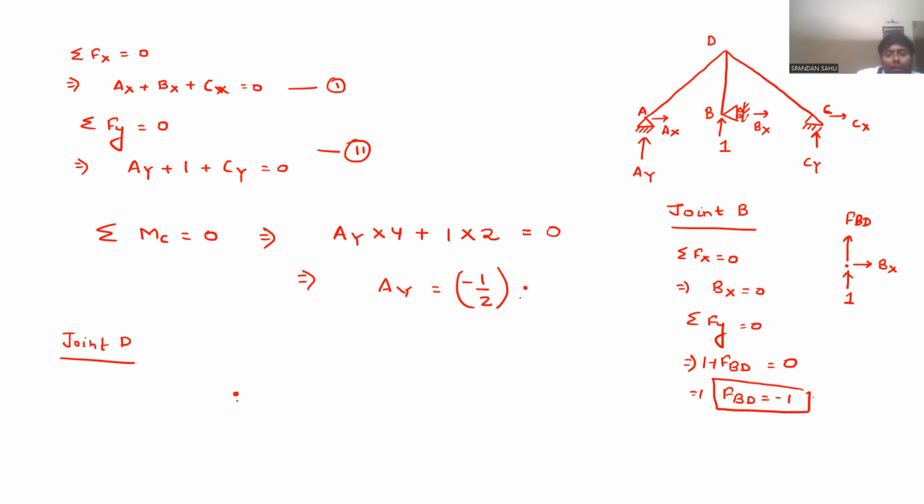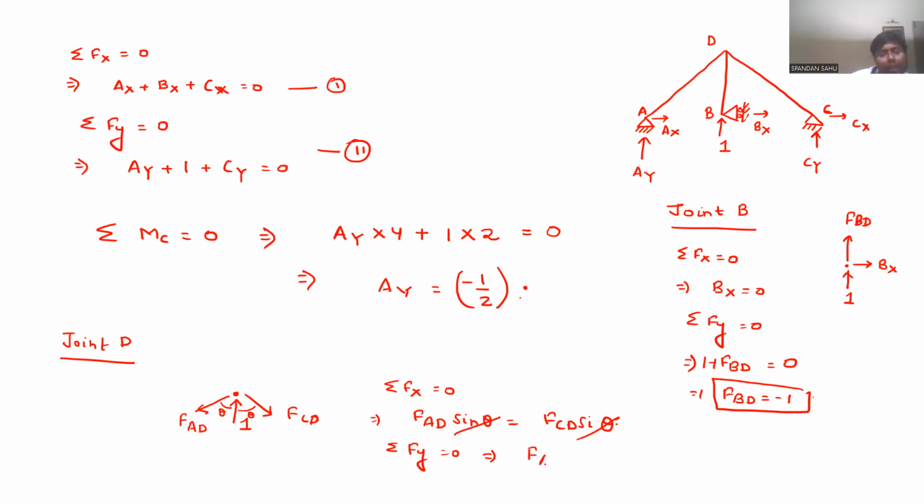Now go to joint D. In joint D, you have FBD to be -1. So if this is -1, then this direction will be 1. Then this will be FAD, this will be FCD. And those theta angles we have already determined. Now, when you write summation of Fx equal to 0, you will see FAD sin theta will be equal to FCD sin theta, and theta are the same, so sin theta will be the same, means FAD is equal to FCD.